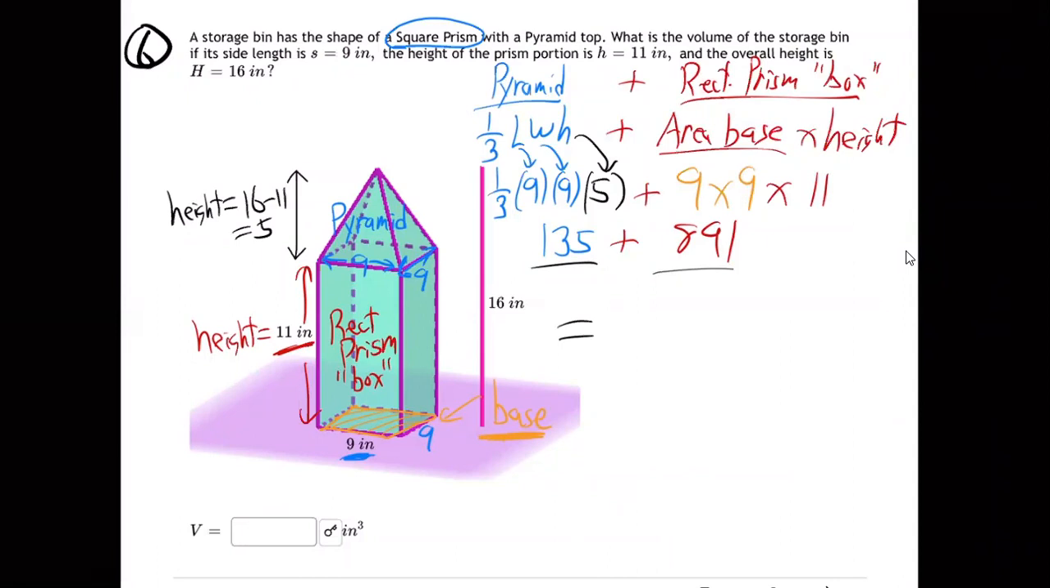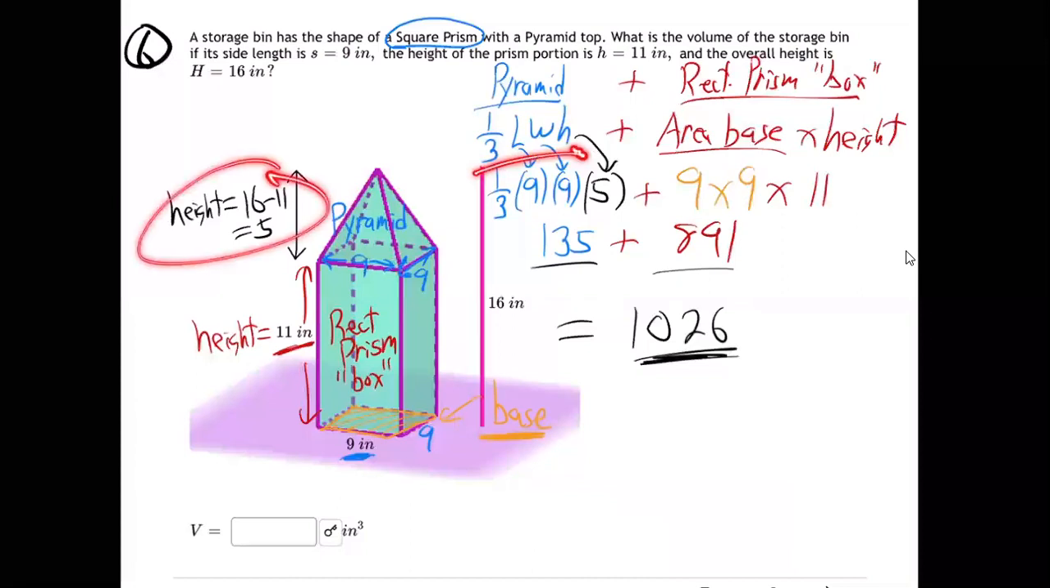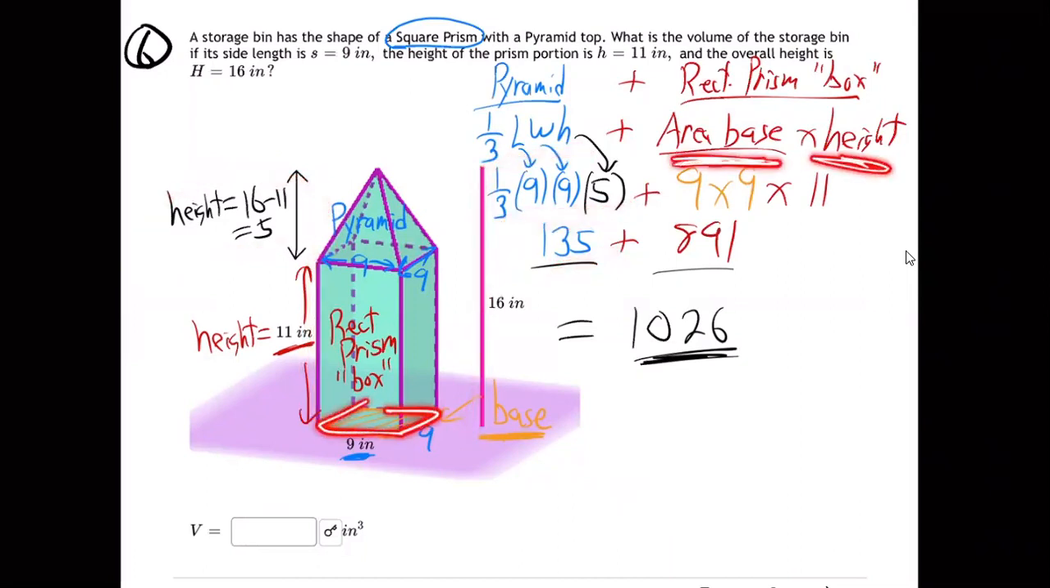So we've got to add these together to get the total volume of the box plus the pyramid, 891 plus 135. I'm getting 1026. So there's the total volume. We handled it pretty easily by just saying it's a pyramid and a box, a rectangular prism. We used the formula for the pyramid, 1/3 length width height. We found the height by just subtracting 16 minus 11. The height of the pyramid is 5. Plug that in, and then for the box, it's always area of the base times the height. The area of the base is 9 by 9, and the height is 11. We add those up, and the total volume is 1026. There we go.